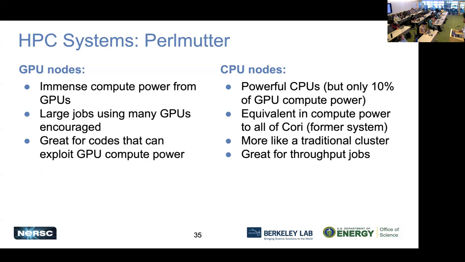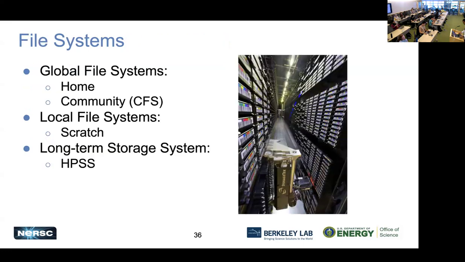CPUs are going to be more powerful in the sense that they have more memory, but they're only about a tenth of the compute power that you could get from a GPU. So those are considerations you have to take into account when you decide whether to use a GPU option or a CPU option. And on Perlmutter, we have various file system mechanisms for you to use: our global file systems, Scratch, as well as our long-term storage.